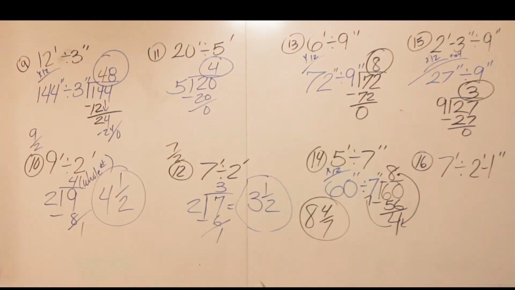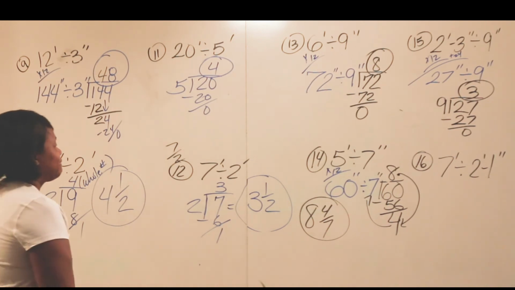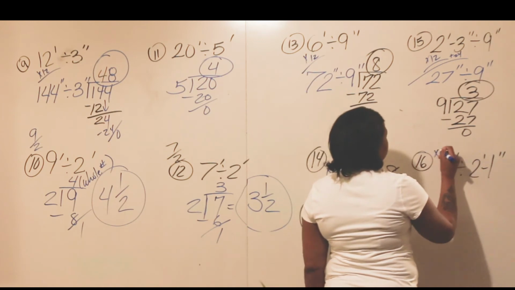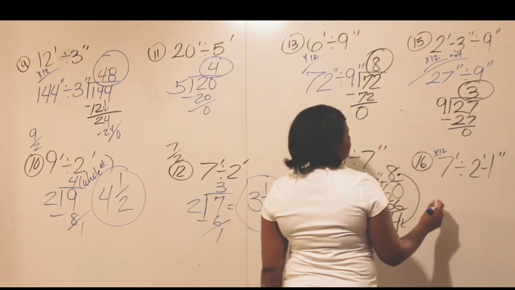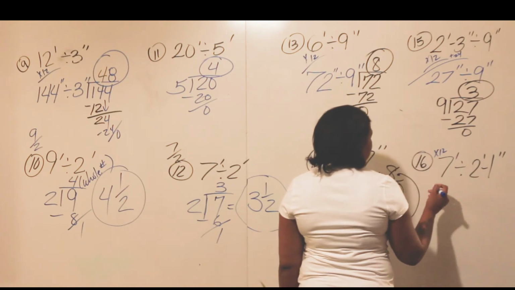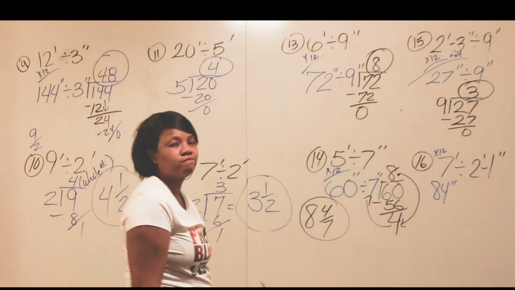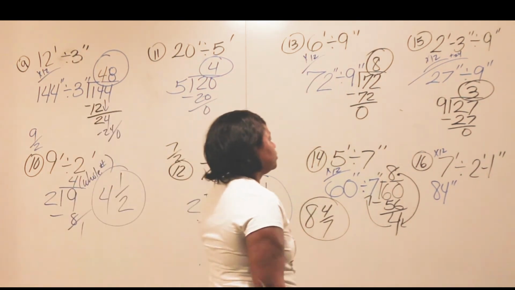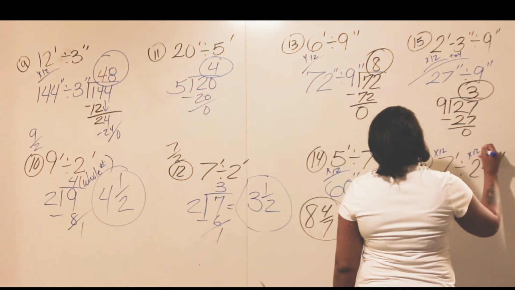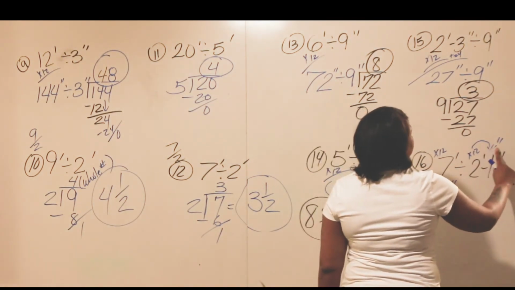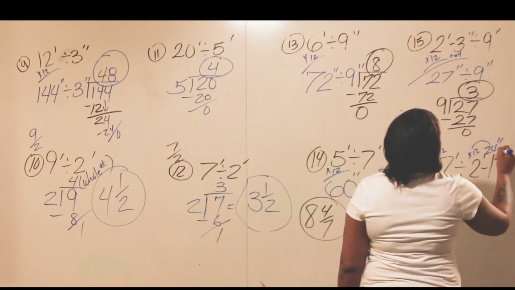And number 16, we've got 7 feet divided by 2 feet 1 inch. What do we need to do? Convert the feet to inches. 7 times 12 is 84, so we've got 84 inches here. What do we need to do on the other side? Feet to inches. So 2 times 12 is 24. What do we do with that 24 inches? Add the 1 inch we already have, so 25 inches.